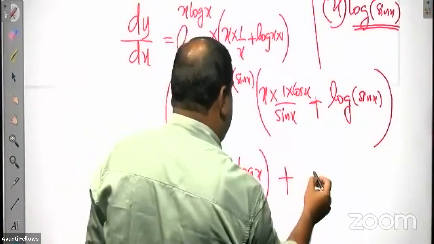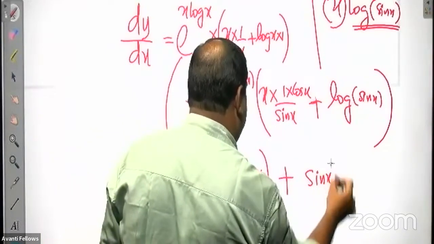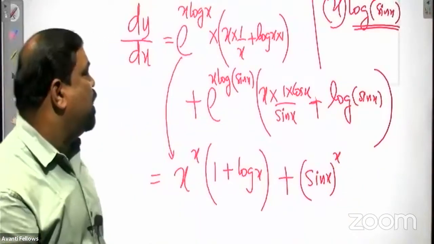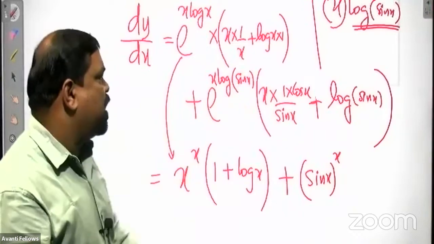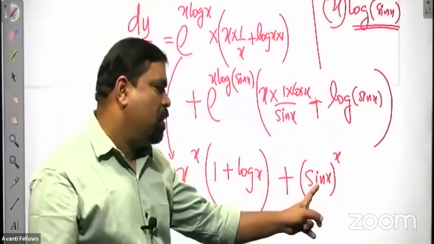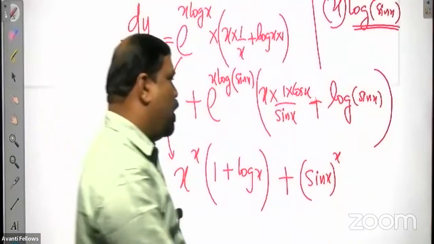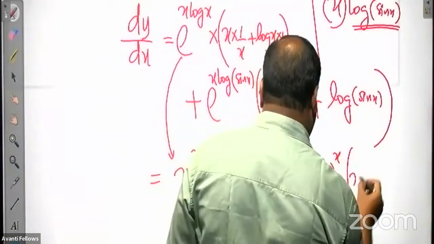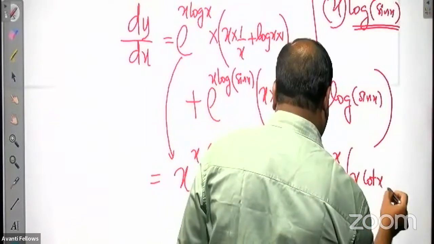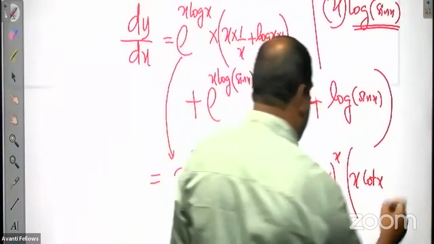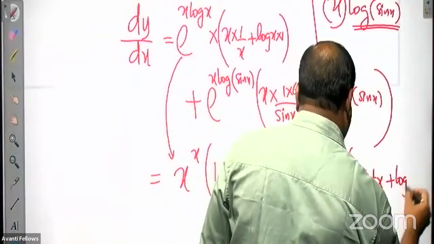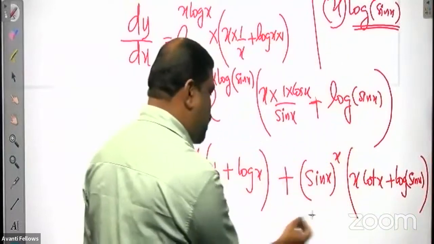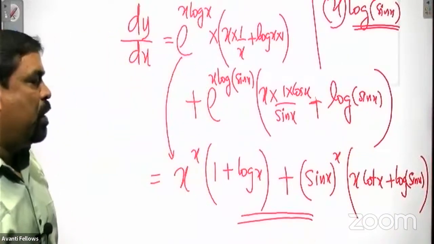That is nothing but the original term, sin x raised to x. Sin x raised to x had been written as e raised to x log sin x, so again we write it in the original form: sin x raised to x, in bracket, into x into cos x by sin x, that is x cot x, since cos x by sin x is cot x, plus log sin x. Okay. So this is our final derivative.